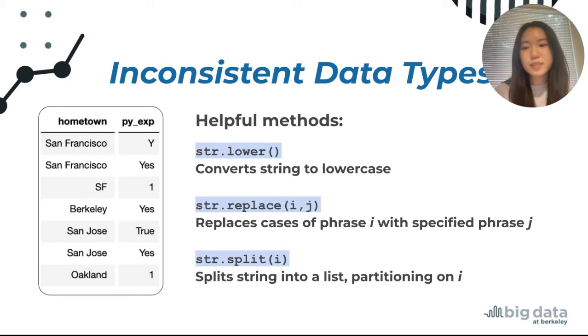Inconsistent data types. So these are usually seen with names and just words, where you can see that there's San Francisco, but also SF, and they mean the same thing, but the computer will read it as two separate data types. So how you would be able to combat this or solve this problem is there are some methods such as string.lower, which converts a string to lowercase, or string.replace, which replaces cases of phrase I with the specified phrase J, string.split, which splits a string into a list, making it easier for you to fix certain values.